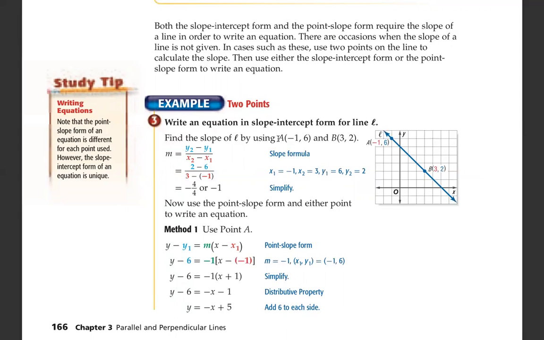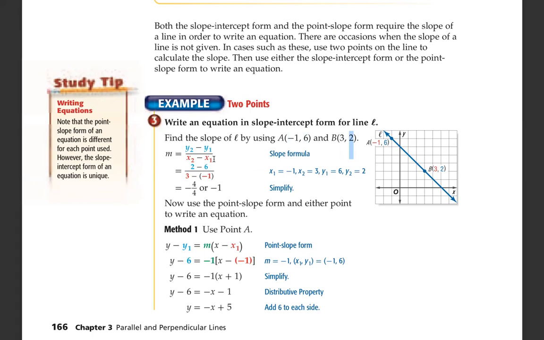So you will be given just two points. Like for example here, A at negative 1, 6 and B at 3, 2. So you will now assign your x1, y1, x2, y2 to these ordered pairs. For example, x1 and y1 are from point A, so x1 is negative 1, y1 is 6, x2 is 3, y2 is 2.